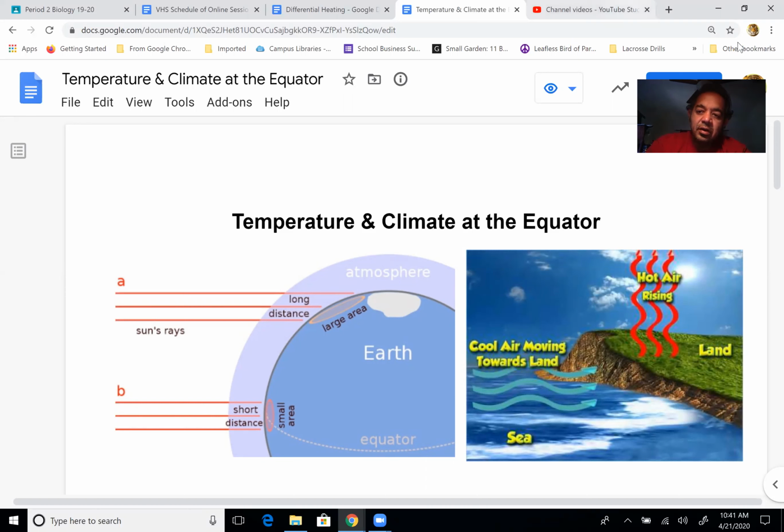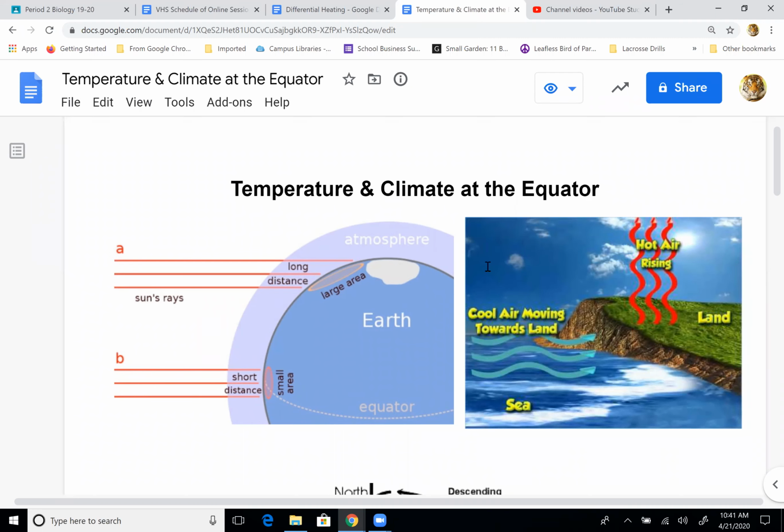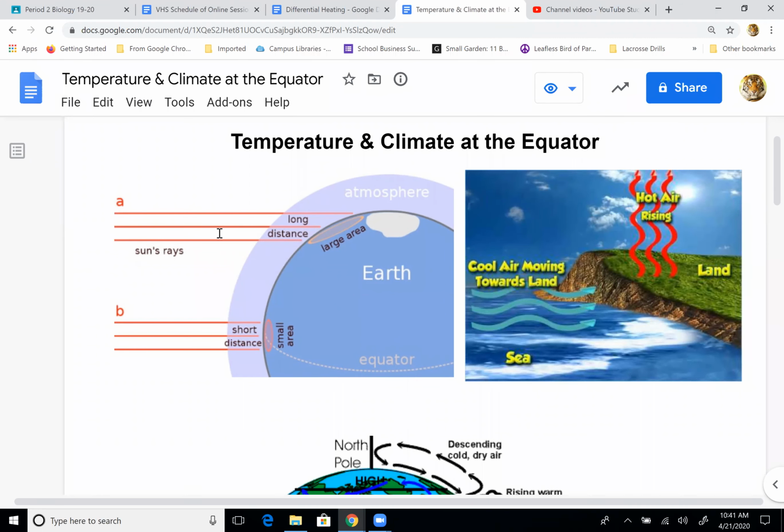All right. So today we're going to talk about temperature and climate at the equator. And then we'll just review a few concepts that we've gone over in our past meetings or recordings. All right, so we talked about differential heating, global differential heating, and differential heating of land versus water. All right, global differential heating in a nutshell or quickly.